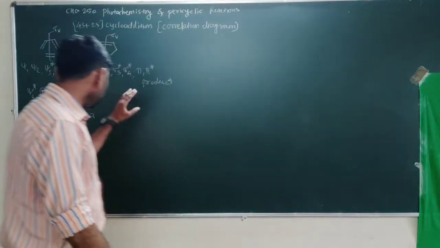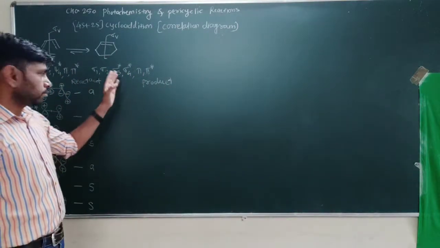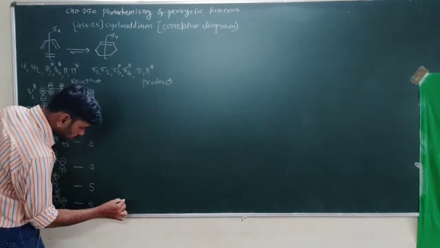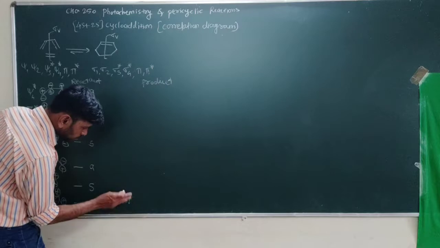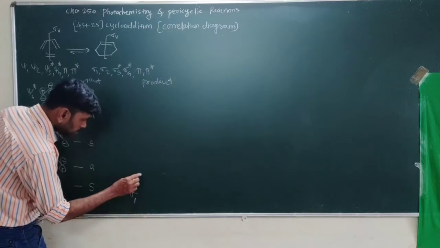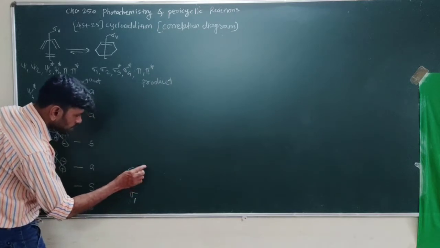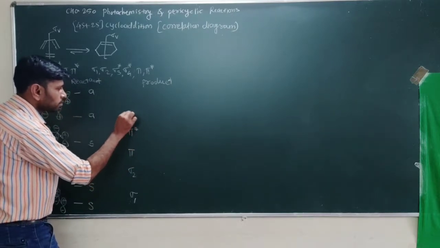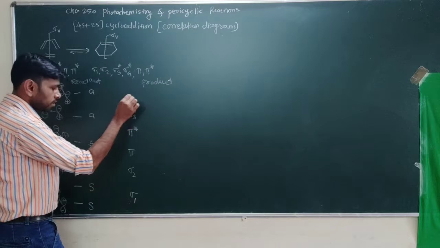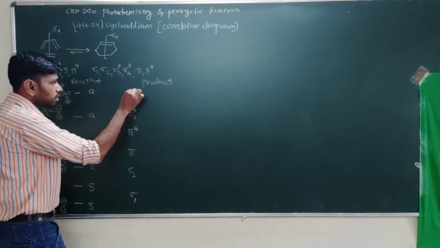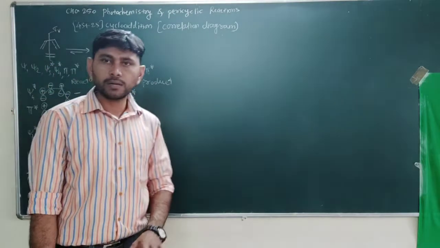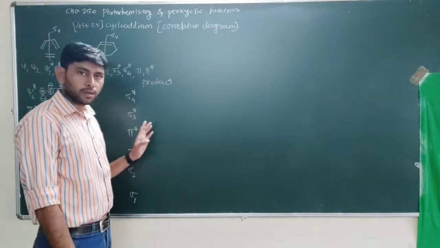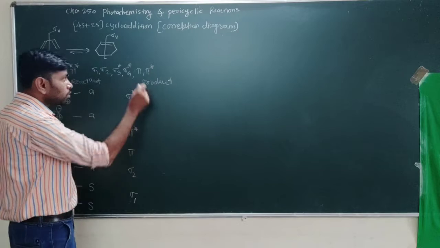Now in this case we have to draw the product orbitals. Their energy-wise arrangement is in this manner: sigma 1, sigma 2 is the second orbital, then pi orbital, then pi star orbital, sigma 3 star orbital and sigma 4 star orbital. So this is the energy-wise arrangement for the product orbitals. Product orbitals we have to draw one by one.